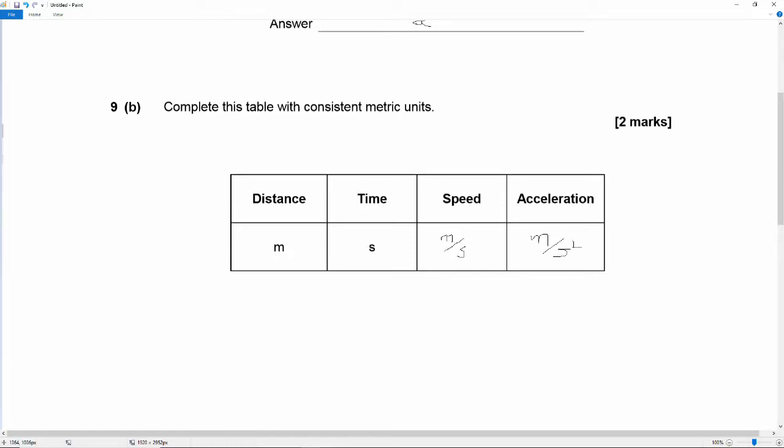You could write this in index notation. You might have seen speed as ms to the power -1, which means exactly the same thing, and acceleration as ms to the power -2. Whatever floats your boat, they're both exactly the same, so any of those will work as your answer.